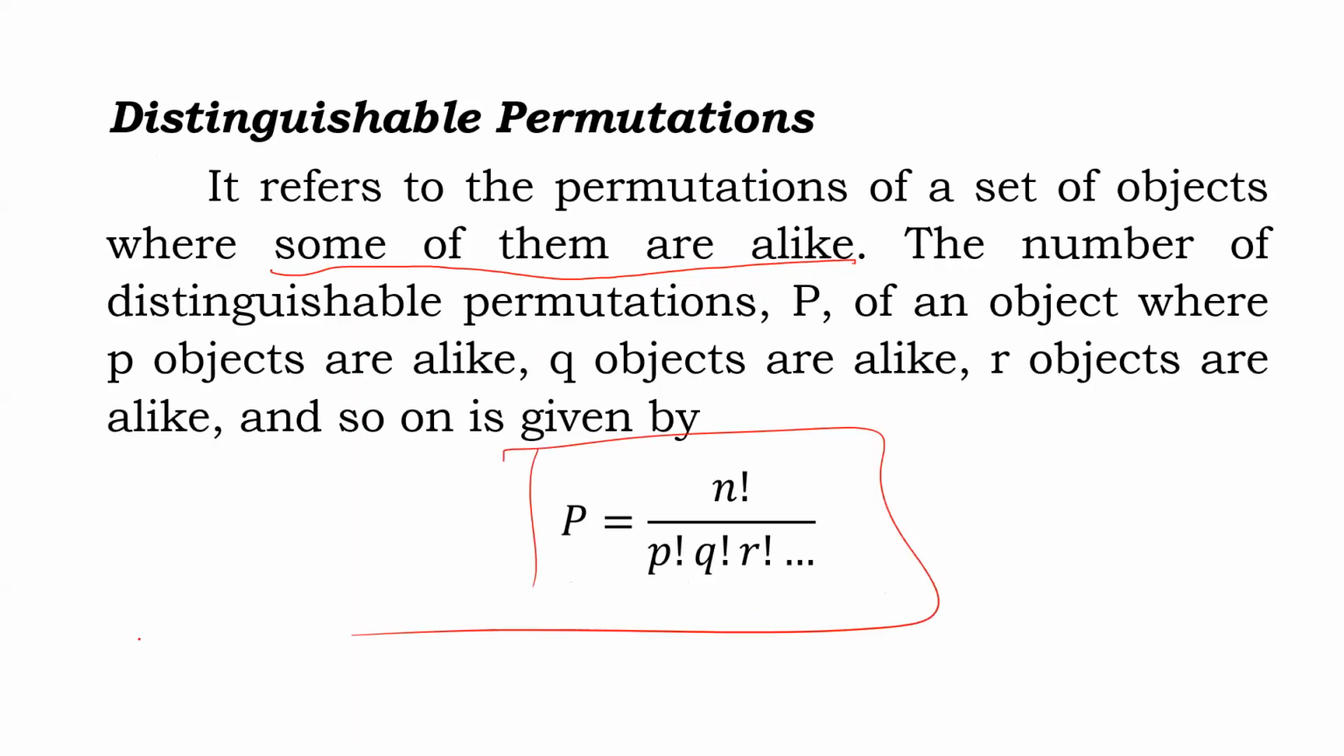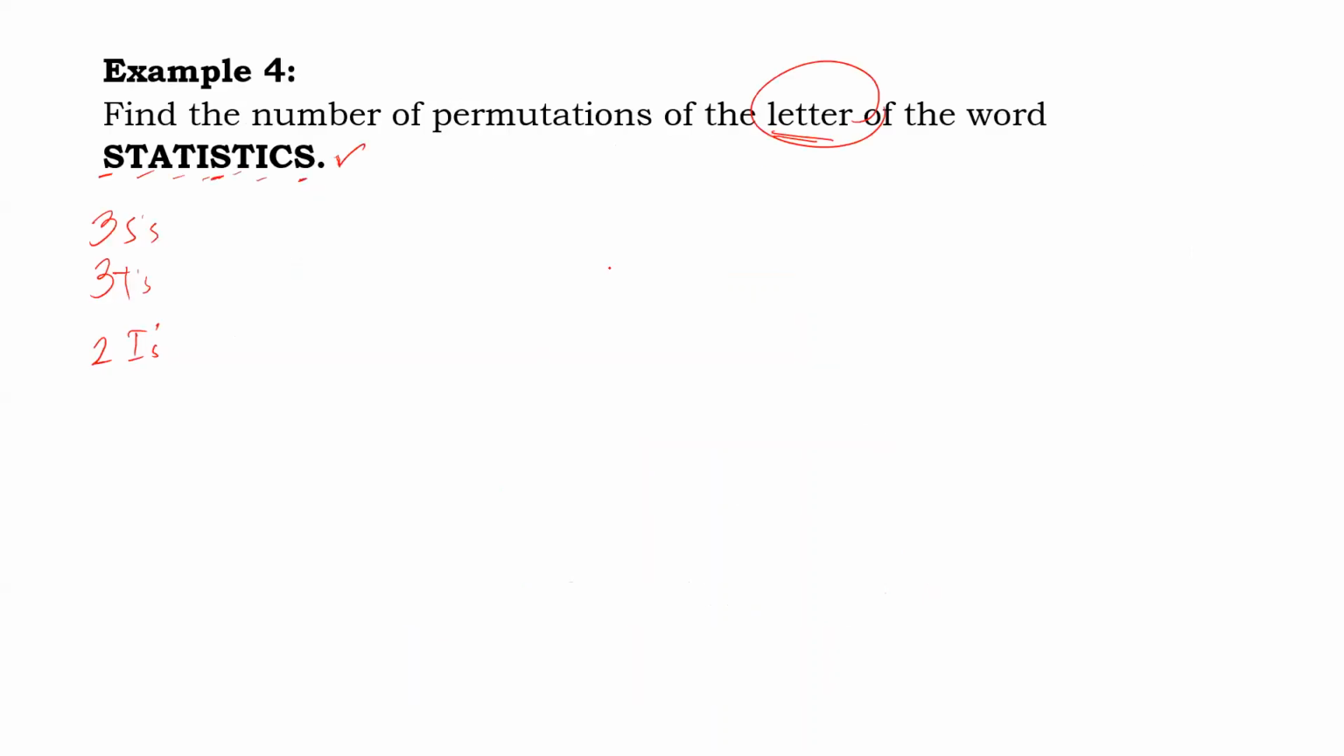Ito. Now, paano ba yan? That is n factorial, meaning ilang letters lahat-lahat ang nandito. Total number of letters. Kung bibilangin natin, 1, 2, 3, 4, 5, 6, 7, 8, 9, 10. So that is 10 factorial. Now, ano yung mga naulit? We have S, T, and I's. Ilang S ang naulit? Tatlong S.